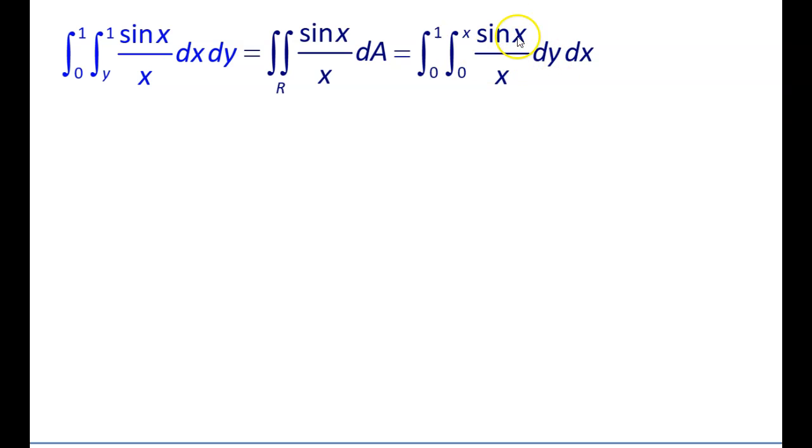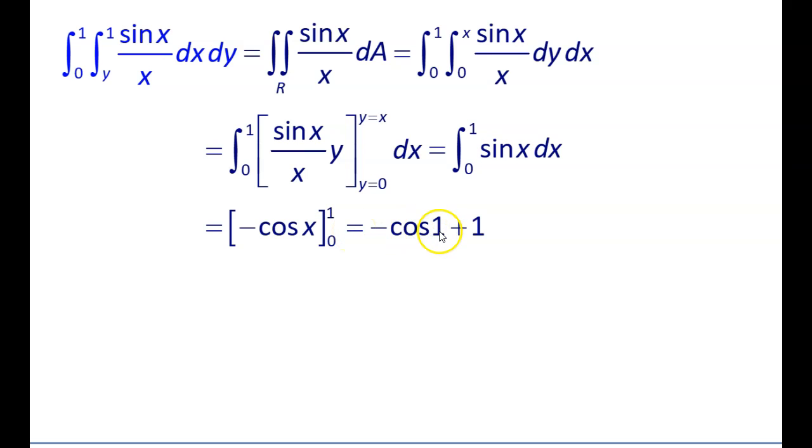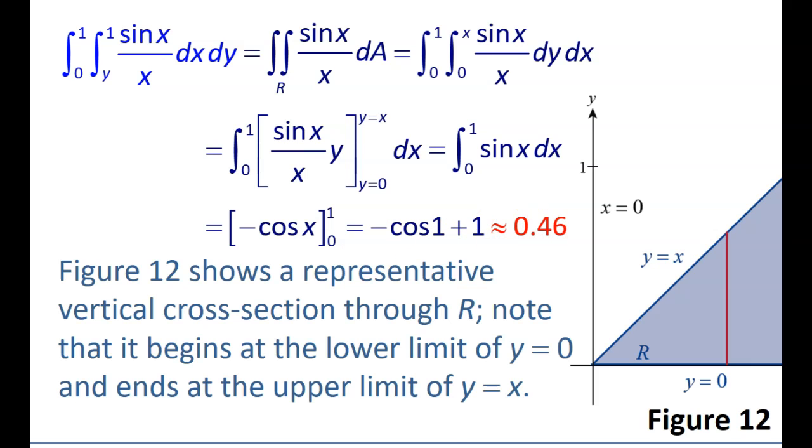Well, we can do this. This is a constant in terms of y, so what's the antiderivative? You just stick a y on there. This is a constant, so we stick a y on there, and now y is going between x and 0. When I plug in x here, the x's are going to cancel. When I plug in 0, that's all going to go away, and we're just left with the sine function. And we can integrate that all day long, and we get negative cosine. Plug in 0, plug in 1, then plug in 0. Cosine of 1 is not an exact value, but we can approximate it. And there's our answer.